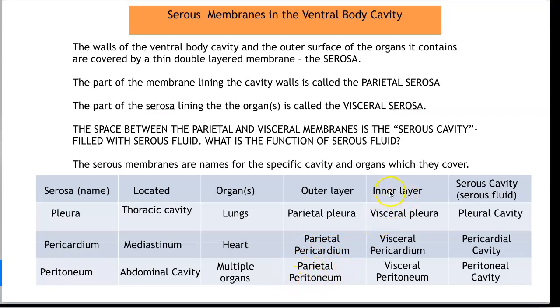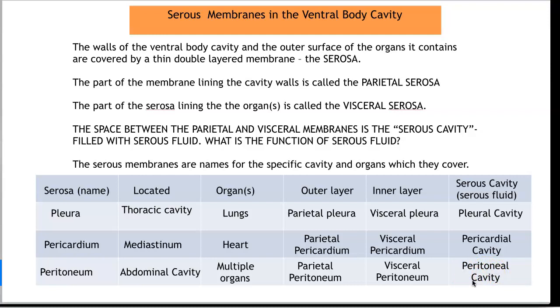The inner layer that's right on top of the organ is going to start with visceral. Visceral, because remember, viscera refers to organ. So if it's right on top of the lung, the visceral pleura. Right on top of the heart, the visceral pericardium. Right on top of one of the multitude of organs in the abdominal cavity, the visceral peritoneum. That serous cavity that contains the lubricant, the serous fluid: in the lungs, it's the pleural cavity. The heart, the pericardial cavity. In the abdominal cavity, around the abdominal organs, it's the peritoneal cavity.